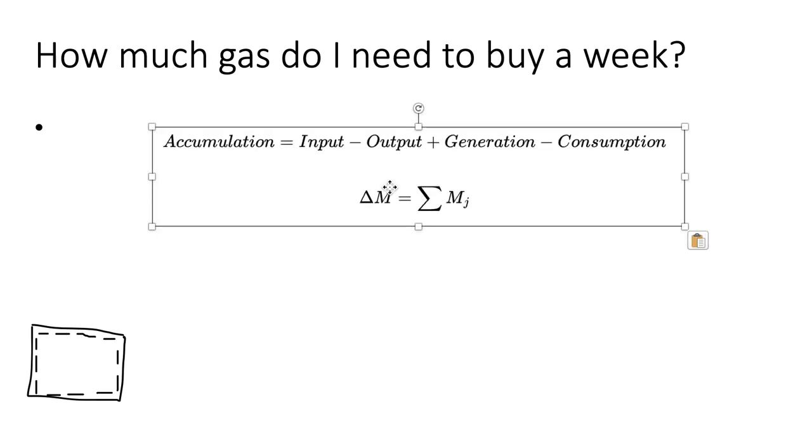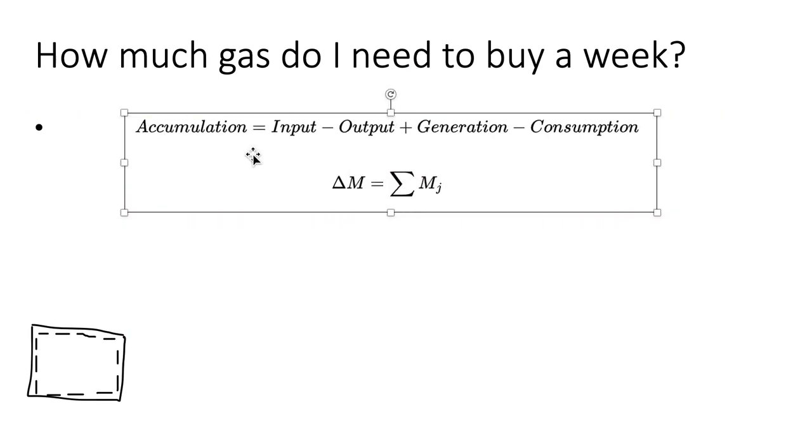And we'll start with the most generalized form, which says that the accumulation of something within the system is equal to the amount that we put in minus the amount that we take out, plus the amount that's generated minus the amount that's consumed. And specifically, we're going to be talking about the mass of gasoline going into and out of this gas tank.